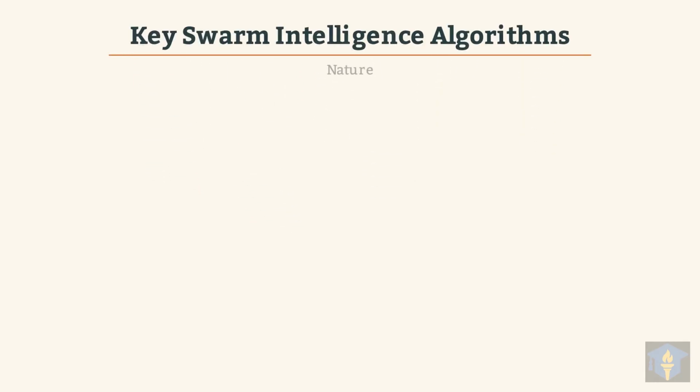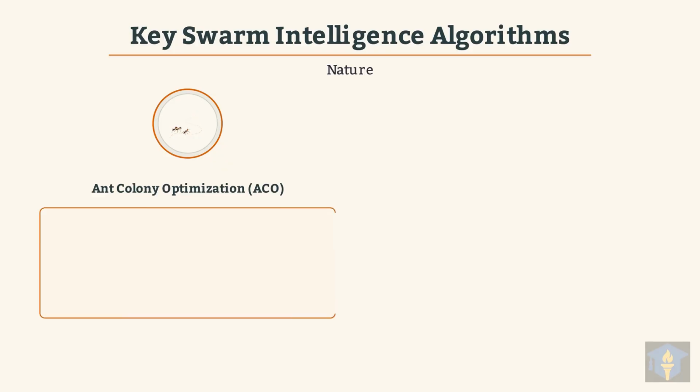These algorithms draw directly from observing fascinating behaviors found in the natural world. First up is ant colony optimization, or ACO, mimicking how ants find food. It models ant foraging, where ants find optimal paths through collective decision-making.